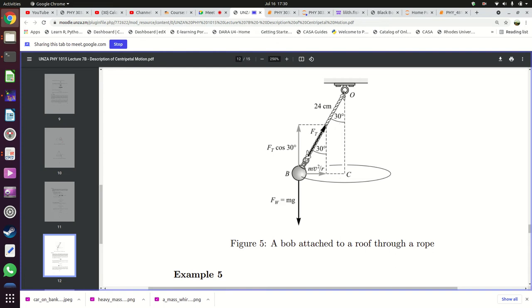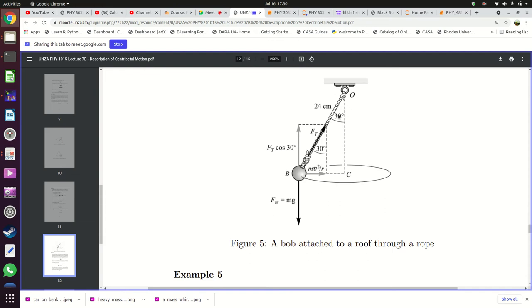If you use this 30. But if you're using this angle here, this one would be 60 degrees. Then this side is going to be cos, so it's going to be FT cos 60 degrees, and this side is going to be FT sine 60 degrees. The reason why it's like this is because of the angle here, which is 30 degrees, which is what he is using. So it's just a matter of geometry.